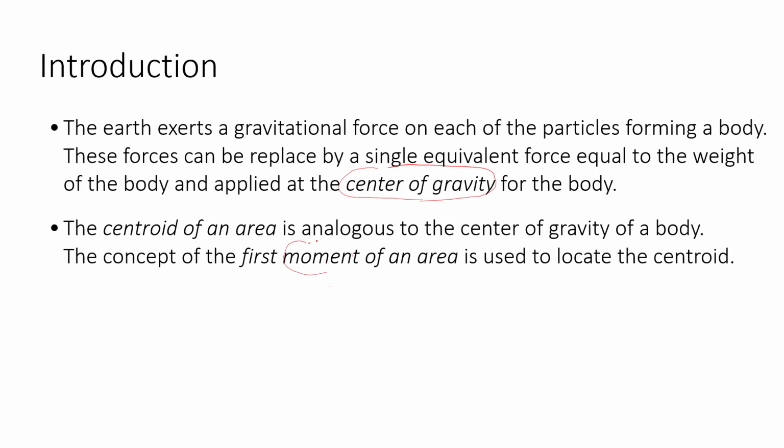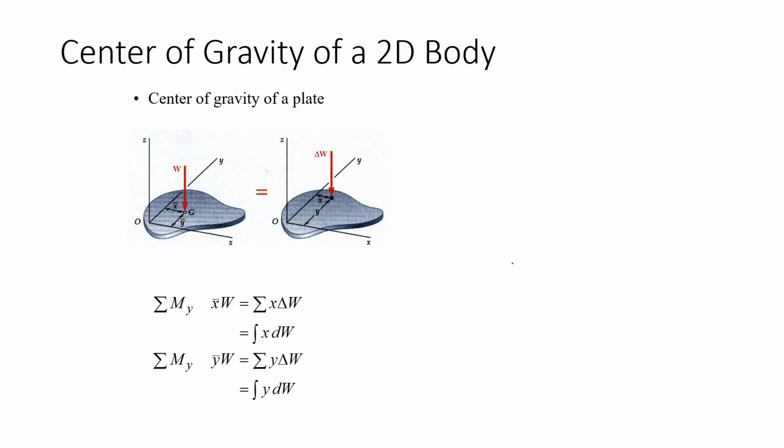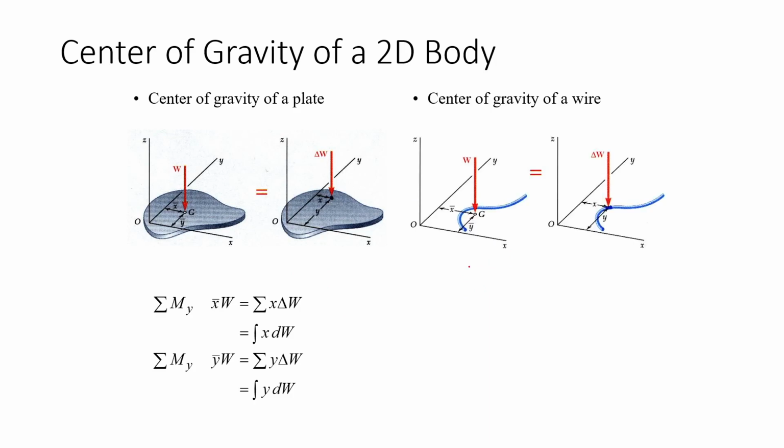So moment means torque in physics. It's just a moment arm multiplied by the force, so perpendicular distance multiplied by the force. Let's say this one is the distance and this one is the weight. So it creates a perpendicular angle between the two components. This is the concept behind the center of gravity of a body.